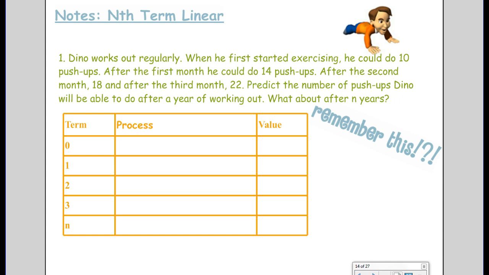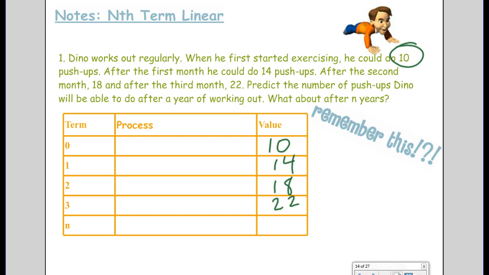So let's see if we can find out how many push-ups he can do after a year. So after 0 months, how many could he do when he first started? 10. So the value is 10. 0 goes with 10. And then he could do 14, and then he could do 18, and he could do 22. So we're going to find out how many he could do after n months.